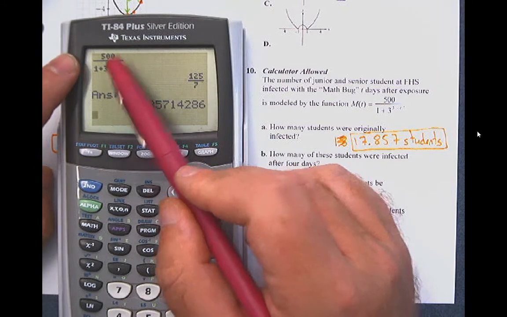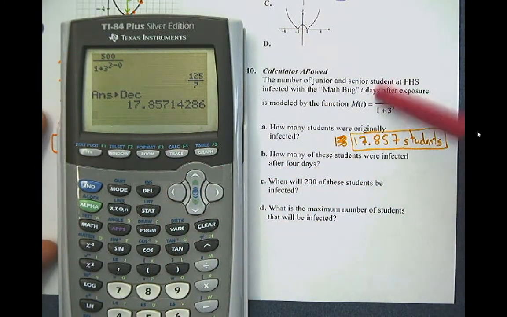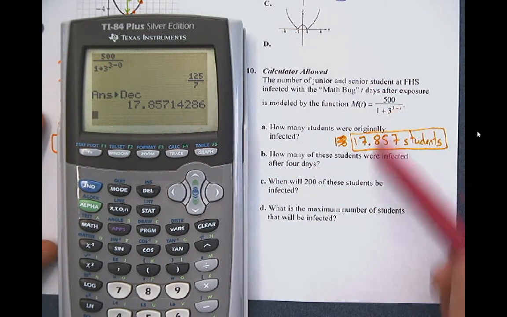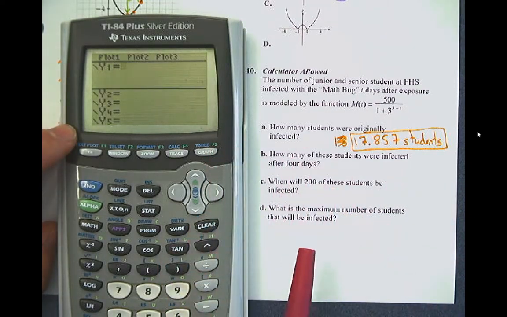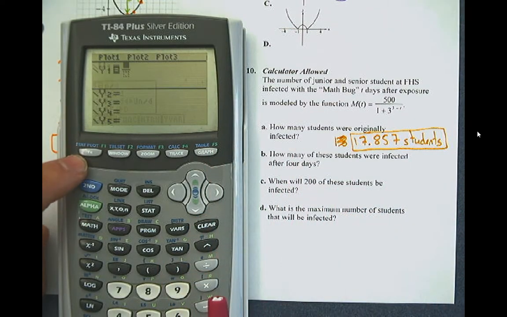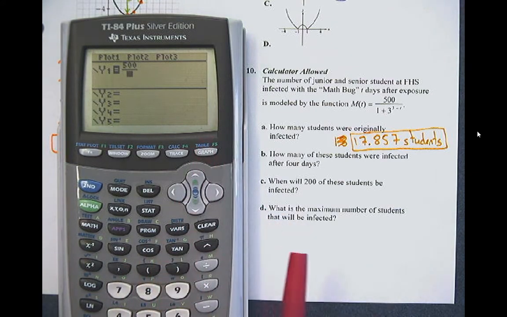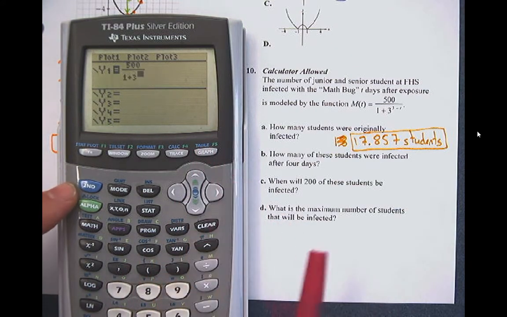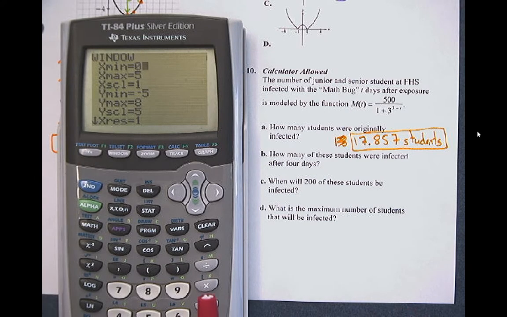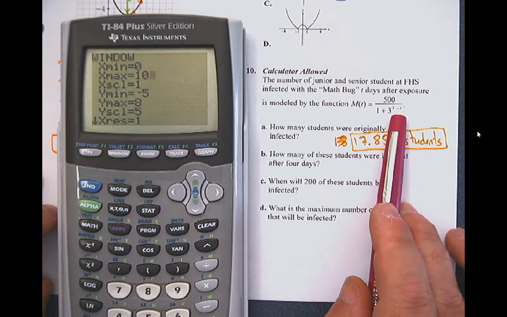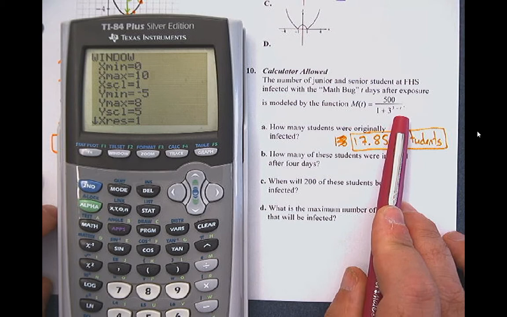So what you could do now is type this in again, or if you know you're going to use an equation a lot in a story problem, sometimes it's best to put it into your grapher. So alpha F1, 500 over 1 plus 3 to the 3 minus x instead of t. Now I'm going to make my window make sense for this story. I'm going to go from 0 to 10 days. Remember T, which is X, stands for the number of days.